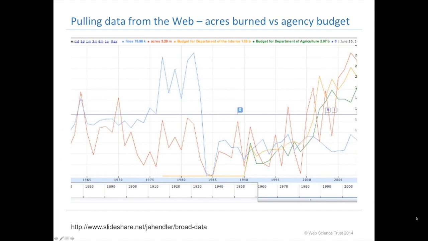Why would you do this? Here's an example again from Jim Hendler about pulling broad data out of a number of systems. Here he's showing the example of the number of forest fires, or the acres burned during forest fires, versus the Department of Agriculture budget on preventing forest fires. And we can see a close correlation here between spend on prevention and actual savings in terms of damage.